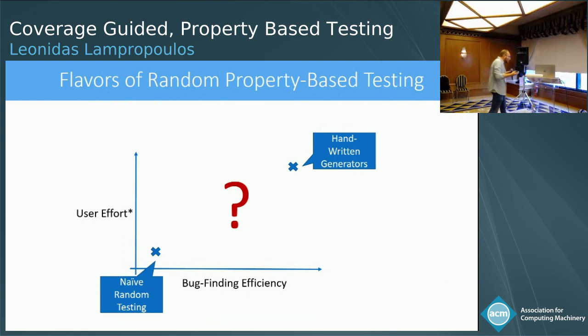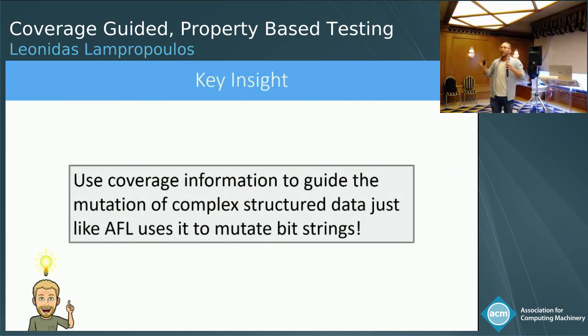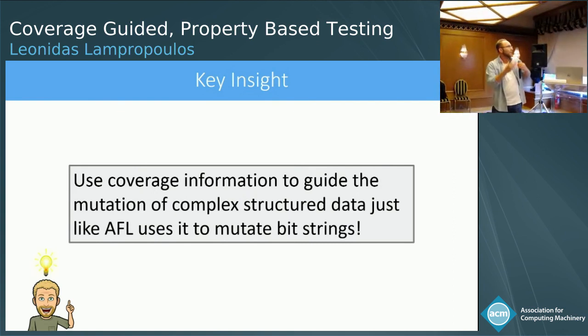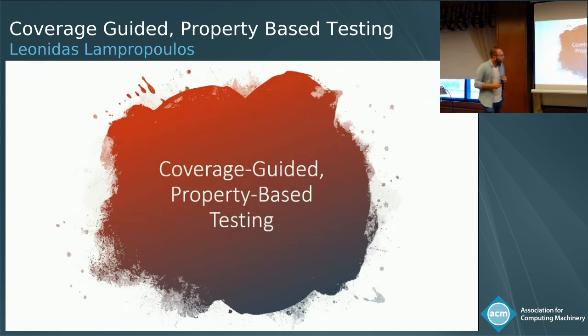Because property-based testing and fuzzing are so similar, because we can view fuzz testing as an instance of property-based testing, the key insight of our work, and if you take anything out of this talk, this is what you should get, is that just like you can use coverage information to guide the mutation of binary inputs in AFL style, you can use coverage information to mutate structured data that are inputs for property-based testing in exactly the same way. Which brings us to coverage-guided property-based testing.